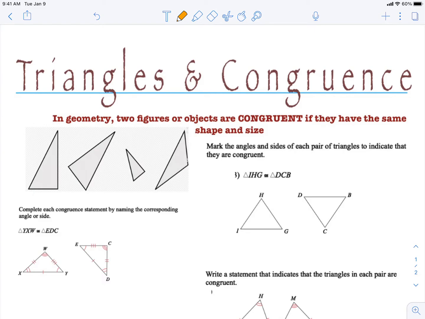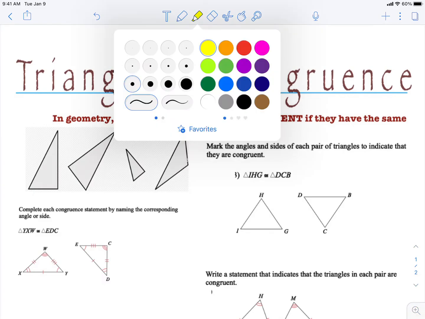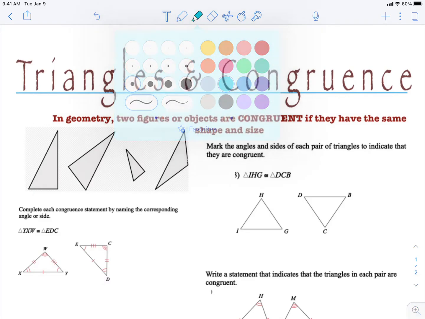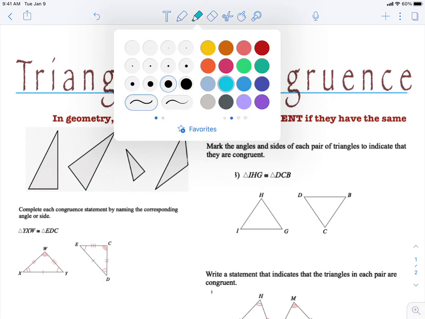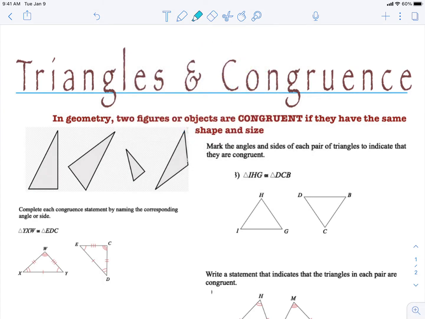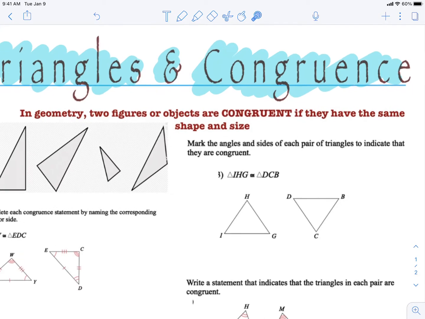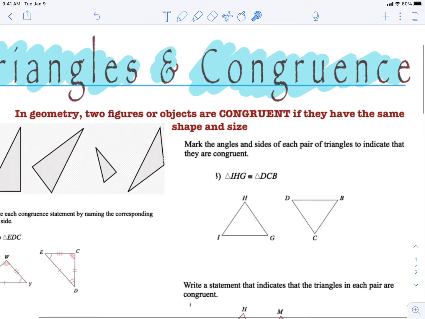So as always, the first thing we do is we identify the name of these notes. And these notes happen to be called triangles and congruence, right? Triangles and congruence. So we're gonna find out today.